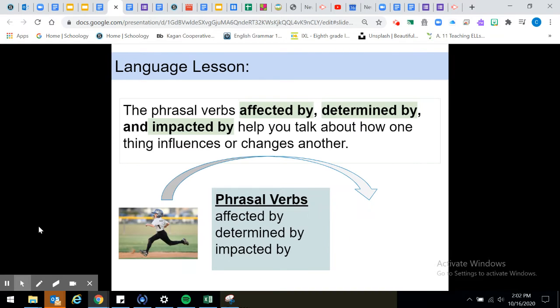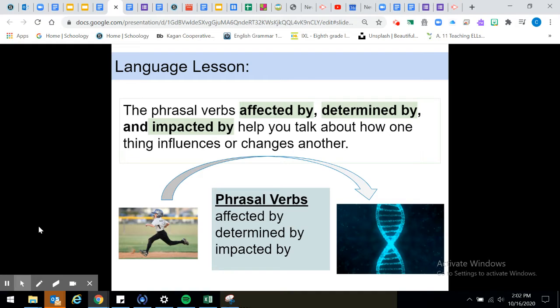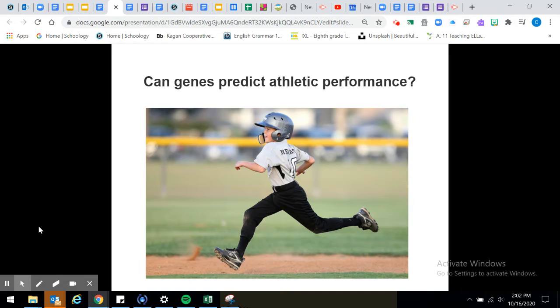These phrases help us talk about how our skills are impacted by or affected by our genetics. So we're going to use these verbs to talk about how one thing is impacted by another. You already practiced this aloud, through a number of examples. Now we're going to revisit our text from yesterday. As you recall, we read "Can Genes Predict Athletic Performance?" yesterday on Newsela. You read the whole text, and today we're just going to zoom in on specific parts of the text.